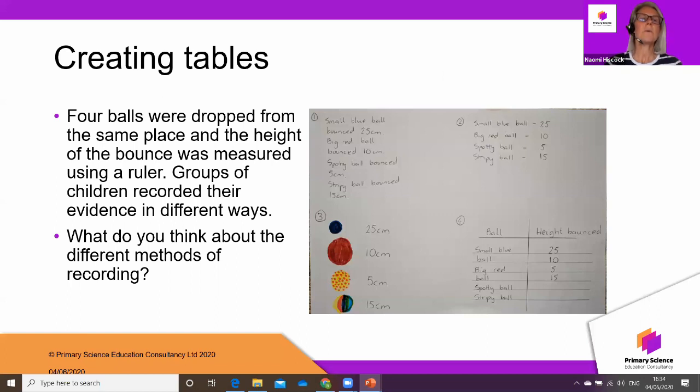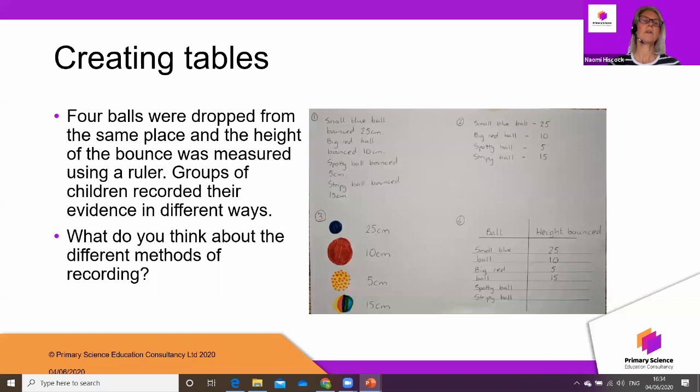So I'd like to start with creating tables. In Key Stage 1, the children may well be given a table that they're going to be filling in, so we need to teach them how to fill in the table appropriately. And then as they move through, possibly into Year 2 if they're ready for it, or when they move into Year 3, we want them to start creating their own tables.